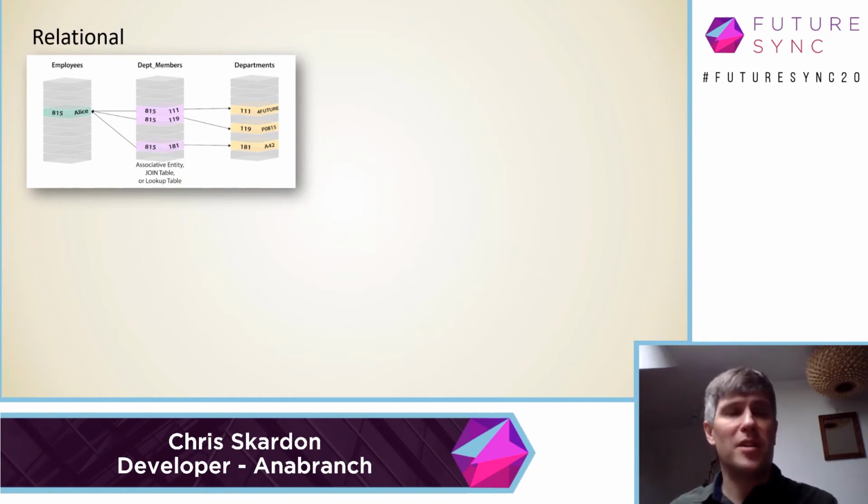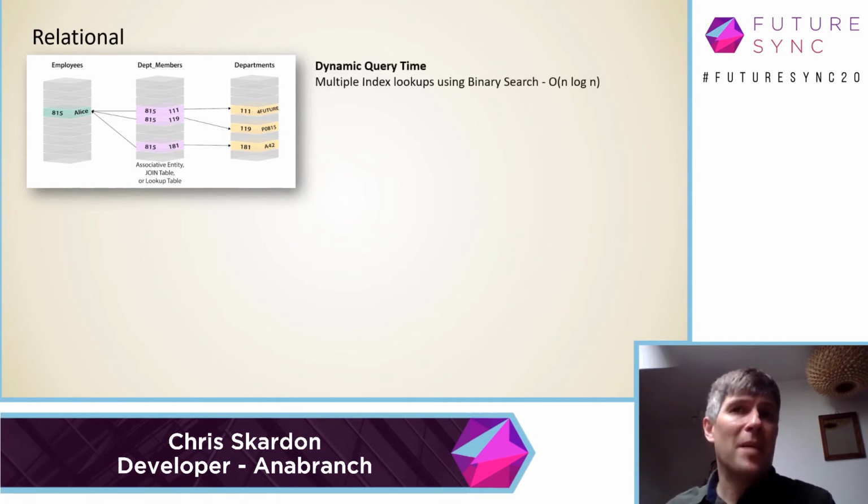When we do this, we start at Alice, so we get 815, so we do one index lookup to find Alice. Then we go to department members and we have to do another index lookup to find which department she's a member of. So we then have 3 results, which we then have to go to our departments table and do another 3 index lookups. Okay, so we have a dynamic query time. If Alice is joined to another department, there'll be another index, so that will increase the cost for us.